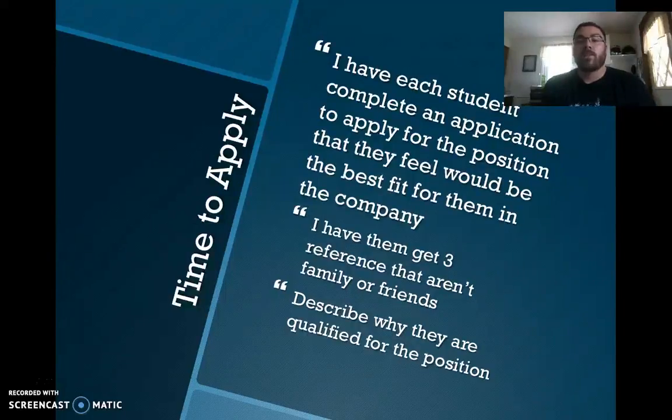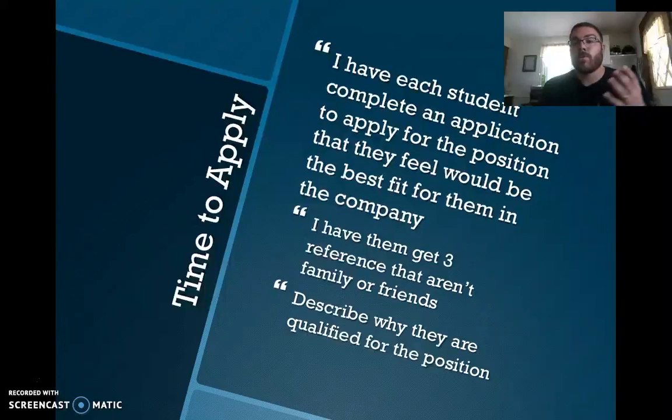Some are more hands-on, so this gives them a good opportunity to apply for a specific job. I'm planning on having them get 3 references that aren't family and friends, so it gets them reaching out to other people and seeing if they can get different references, as well as describing why they are qualified for the specific position.